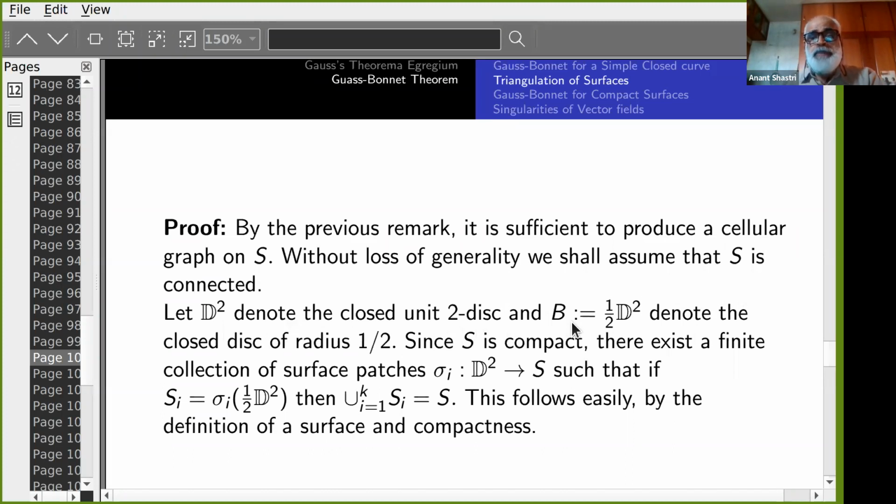Okay. B denotes half the disk, the disk of radius half. Denote the disk of radius half, and the center is the same thing.